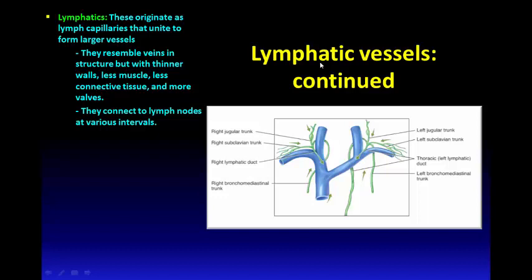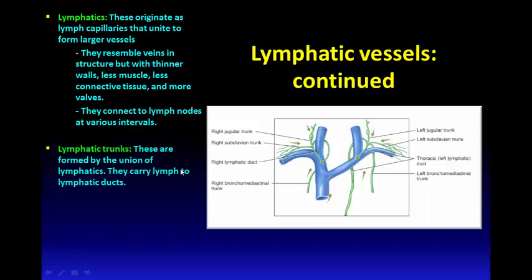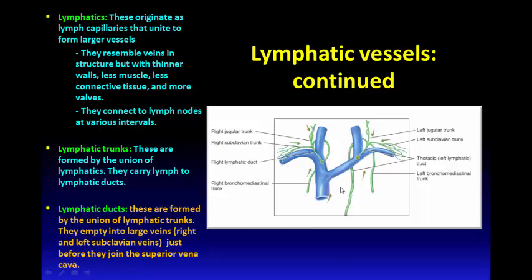They connect to lymph nodes at various intervals, and these lymphatics join together to form larger lymphatic vessels which are known as the lymphatic trunks. The lymphatic trunks carry lymph to even larger lymphatic vessels which are known as the lymphatic ducts.